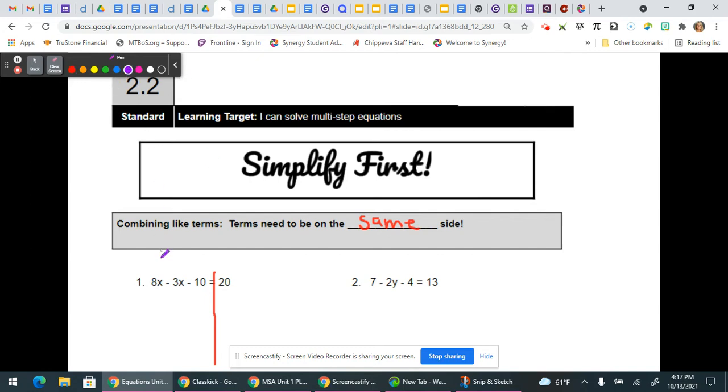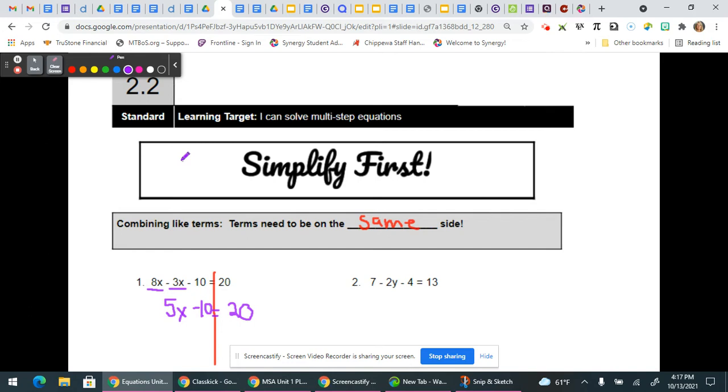So what I'm going to do is take this 8x minus 3x, and I'm going to underline them. Because if you remember when we combine like terms, these are in the same family. They both have the same variable x attached. So I'm going to put them together. I'm going to say 8x minus 3x together will give me 5x. Okay, so please write this on your notes. So I've got 5x minus 10, which is equal to 20. So all I did is I combined my x's together, and now they are combined. So I'm starting to simplify.